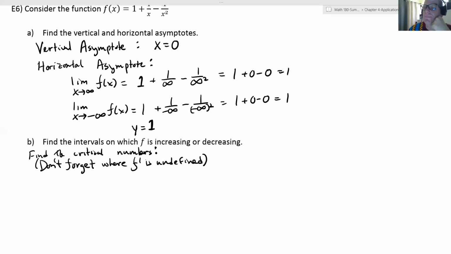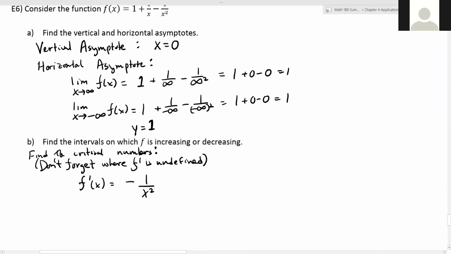All right, I'll give you another minute. Go through, check your work. So what I got was f prime of x equals negative 1 over x squared plus 2 over x cubed.